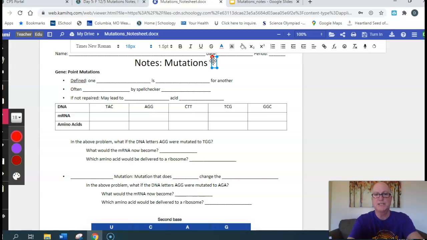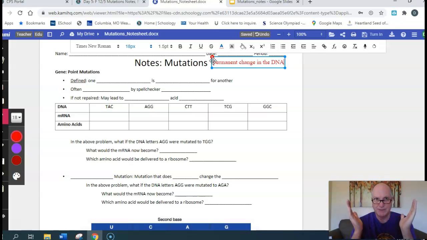So if you would put a text box up there at the top, you can type in: a mutation is a permanent change in the DNA. The most important thing to get out of that is we learned that DNA replicates, and when it replicates, sometimes errors occur, and those errors are called mutations. So the important thing to note is that DNA damage or changes are what mutations are, not any changes in the RNA or the protein, but the DNA itself.